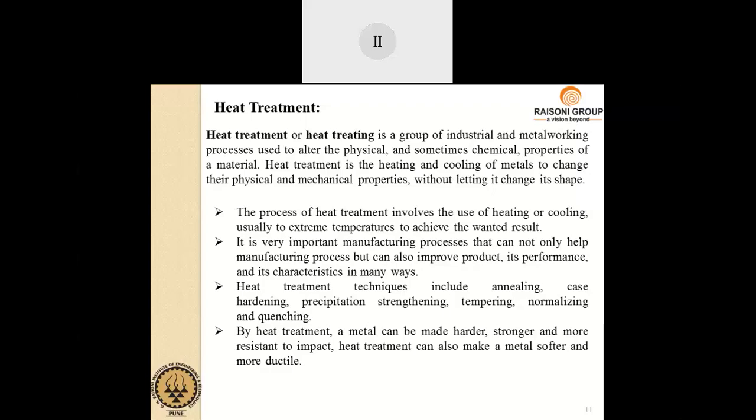This process of heat treatment involves the use of heating or cooling, usually to extreme temperature, to achieve the wanted result.